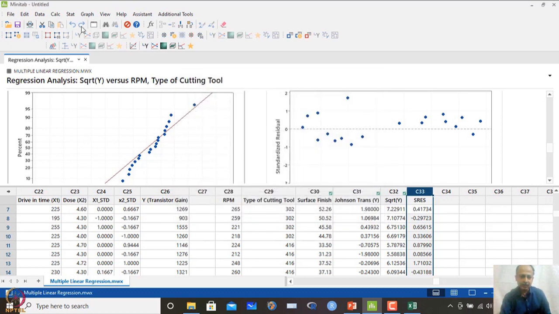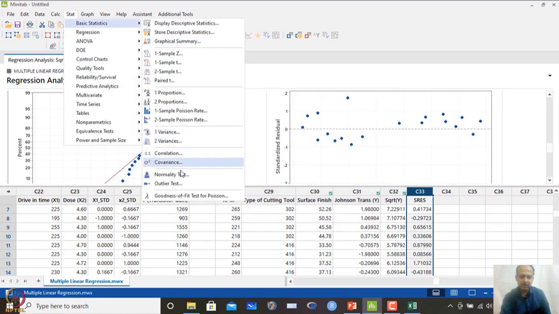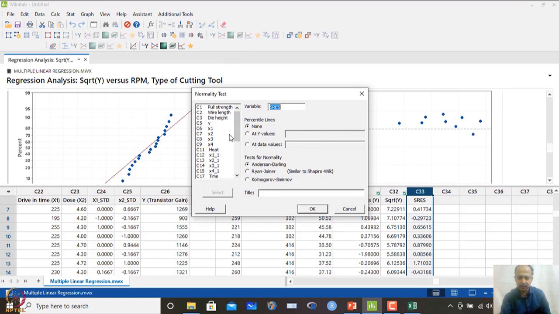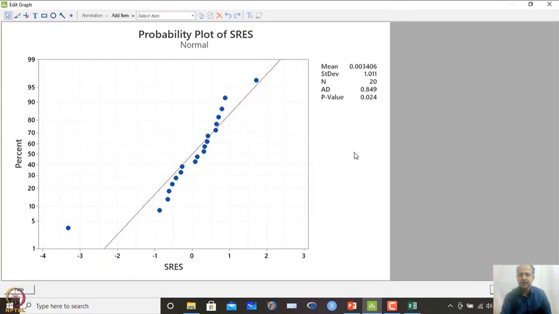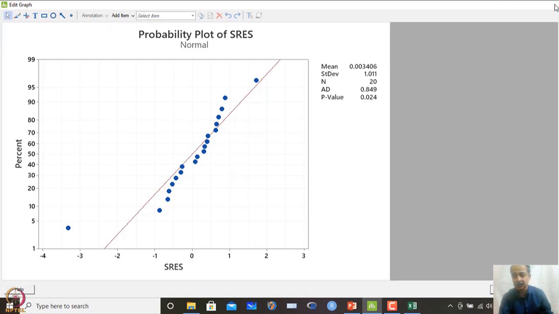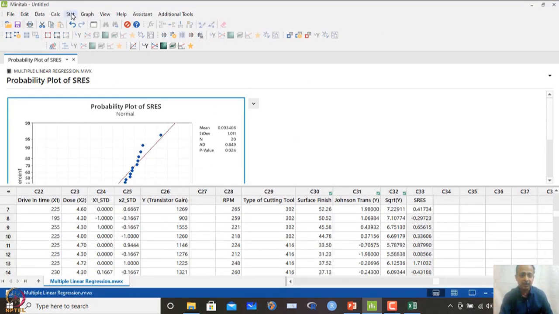Okay. So, let me just check, this is stat, basic stat, normality test. So, I will go to the last variable that is recorded, and then I see what the p value is. So, the p value is again less than 0.05. So, again there is a problem, and the problem is not resolved. So, the error is not coming out to be normal. So, in this case again it is not white noise.